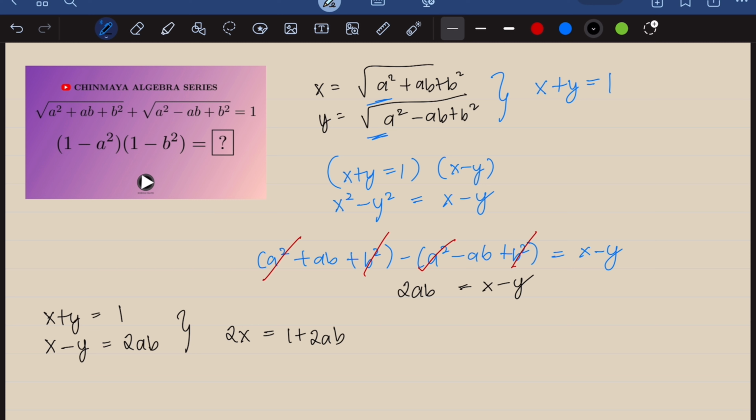Now, if we substitute back the expression for x, we get here 2 times the square root of a squared plus ab plus b squared equals 1 plus 2ab. Now, this is still a radical equation, but it's better than the original equation because it only has one radical. So for this one, we'll do it on another page.